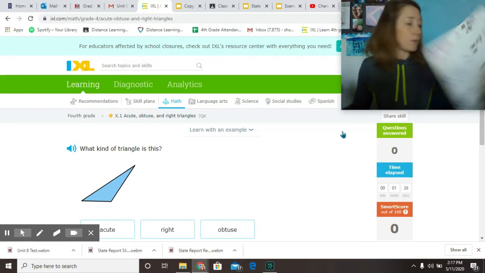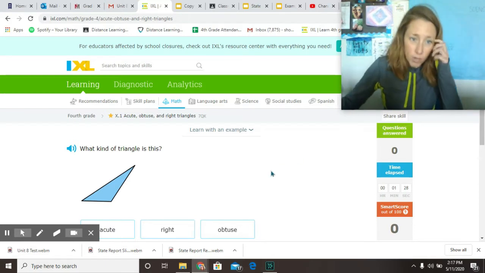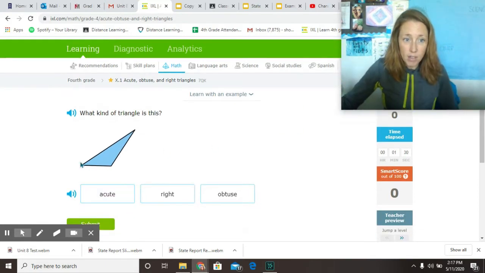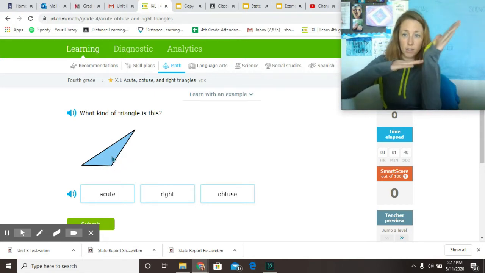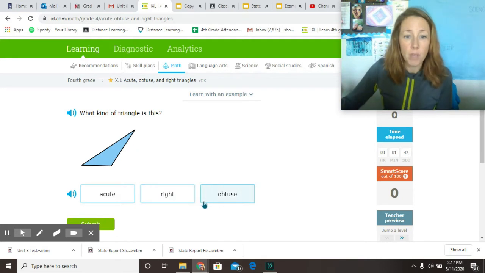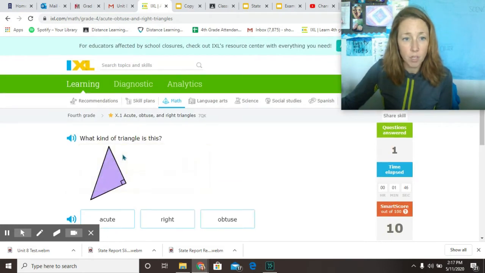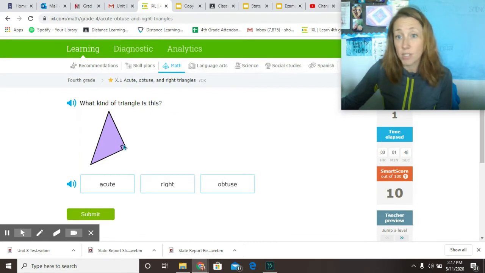So let's go through a couple of these together. What kind of triangle is this? If I look at all the angles, well, this one's acute, smaller than 90. This one's smaller than 90. This one looks greater than 90, though. It's not going straight up like this. It's going farther out. It's tilted like this, right? So that would be an obtuse triangle because one angle is greater than 90. This one, it's a dead giveaway. I see a little box in the corner that says it's 90 degrees. It's a right angle. So I'm going to choose that one.